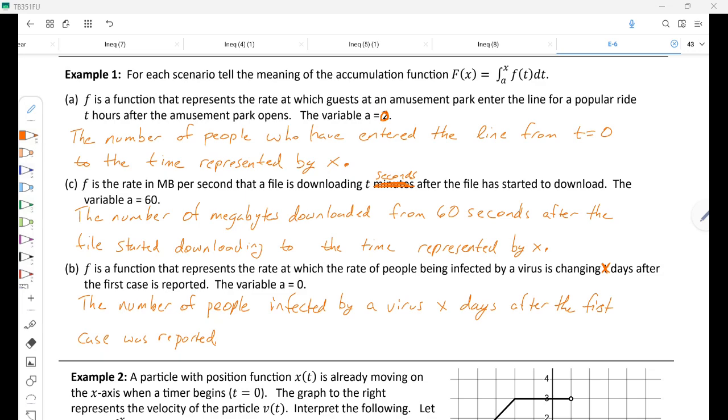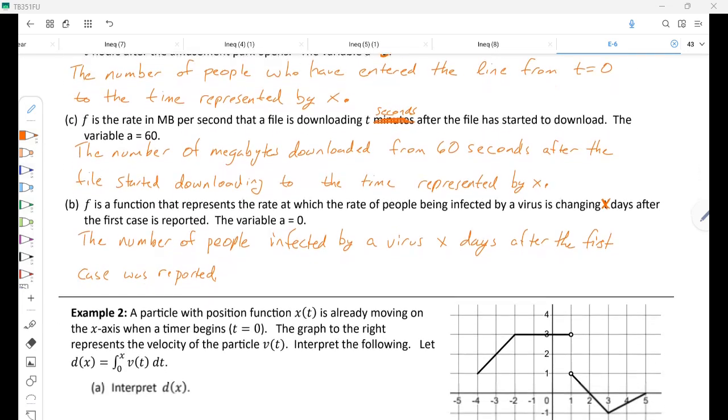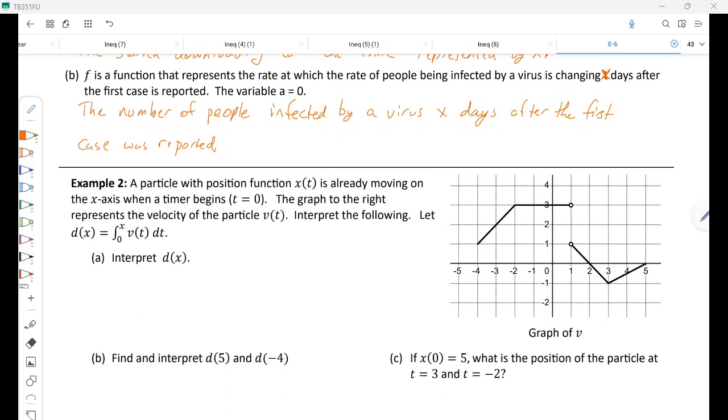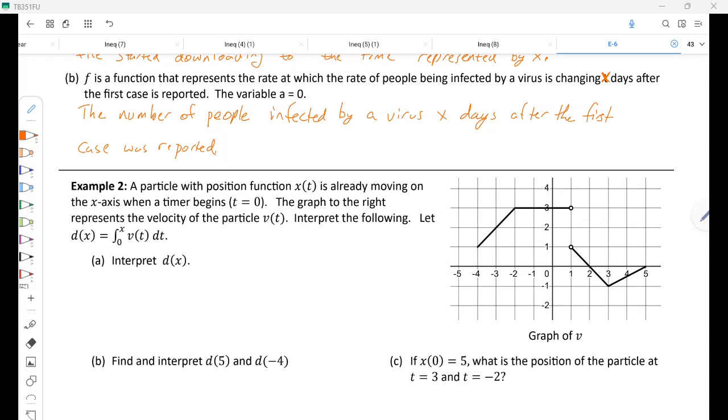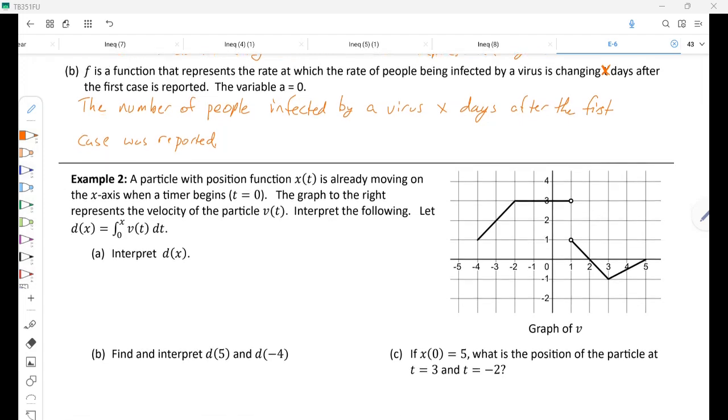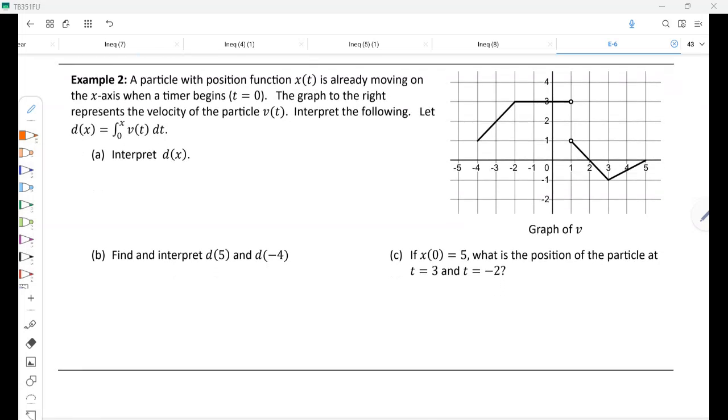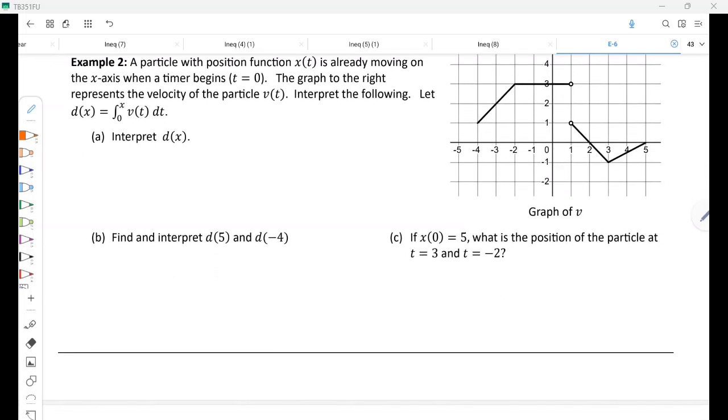Cool. All righty. So yeah, there probably is an argument there that I should really be saying the number of people infected from the time the first person was reported until X days. Because maybe people had it, it just wasn't reported. But again, I said it, but I'm not changing it. Especially because we only have 10 minutes left.